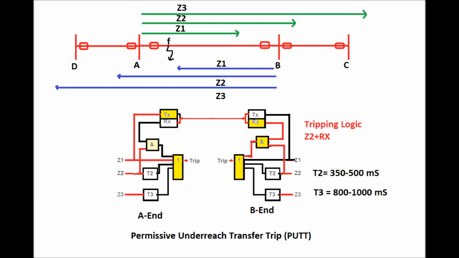So since at the substation B end the fault is detected at zone 2 location and a permissive signal is received, it will trip instantaneously. So it will not wait for the time delay, that is T2. T2 is normally set at 350 to 500 milliseconds. So this is the simple scheme for the permissive underreach transfer trip, that is the PUTT scheme for distance relay.